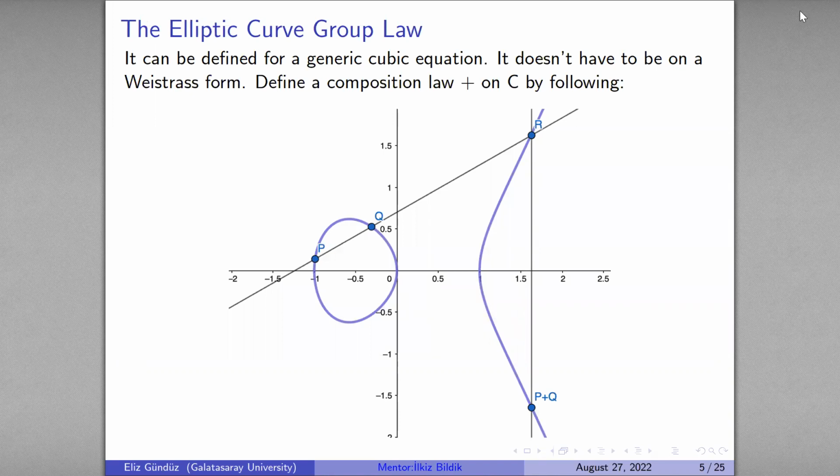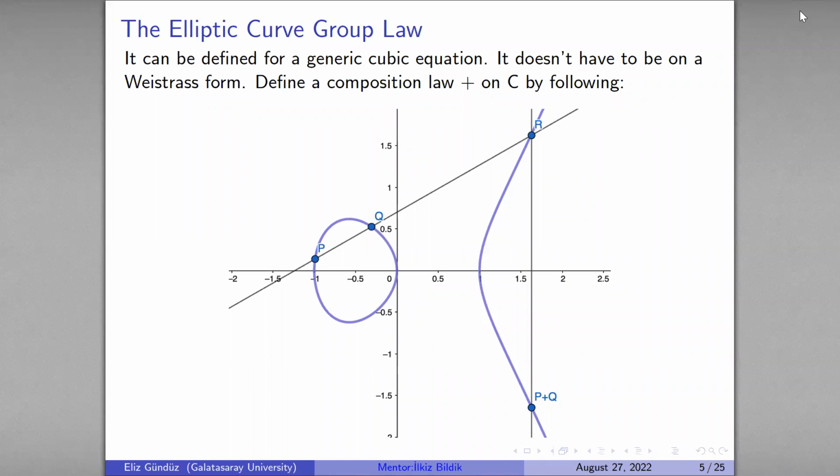Let's take an elliptic curve like this, and note that every vertical line in projective space goes through the point at infinity. So when we take two points, suppose P and Q, on the elliptic curve, we take the line through P and Q, and if P equals Q, our line will be the tangent to our curve. Of course, we know that an elliptic curve has a cubic equation, so there will be a third point of intersection. Let's call this point R, this one in this case.